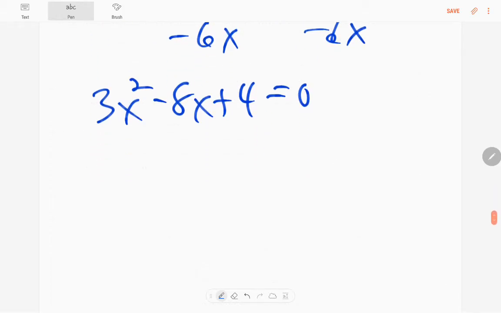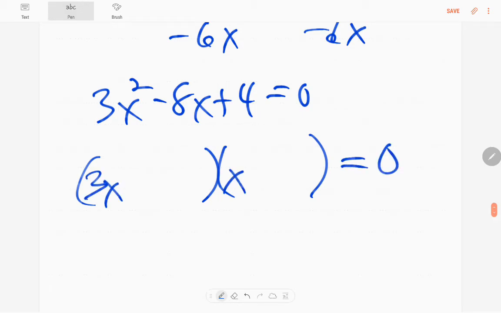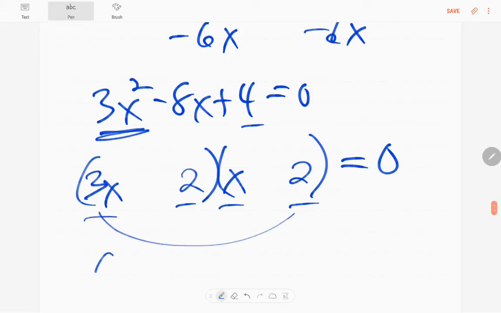And at this stage, it looks like we want to factor this thing, probably. Best way to solve it. So what times what is 3x squared? Probably 3x and x. Now what times what is equal to 4? You kind of have to guess a little. How about 2 and 2? If I do 2 and 2, the outer is 6x, the inner is 2x. Can I get negative 8 out of 6 and 2? Yeah, if they're both negative.